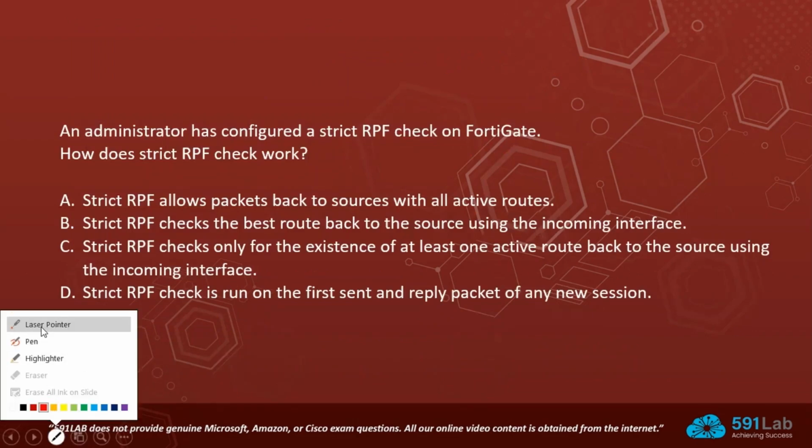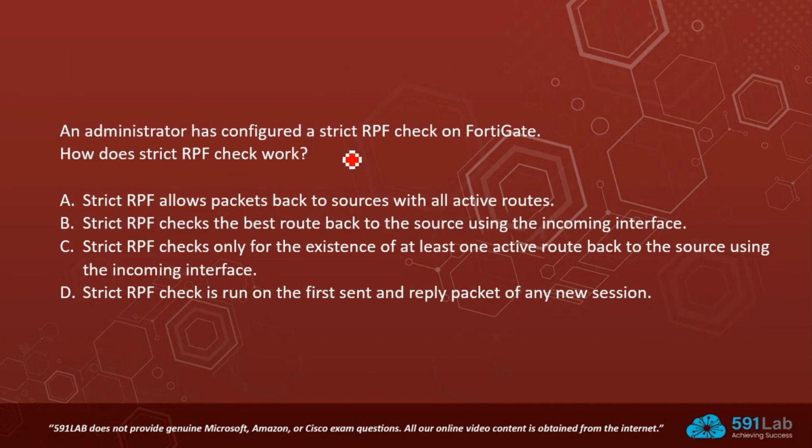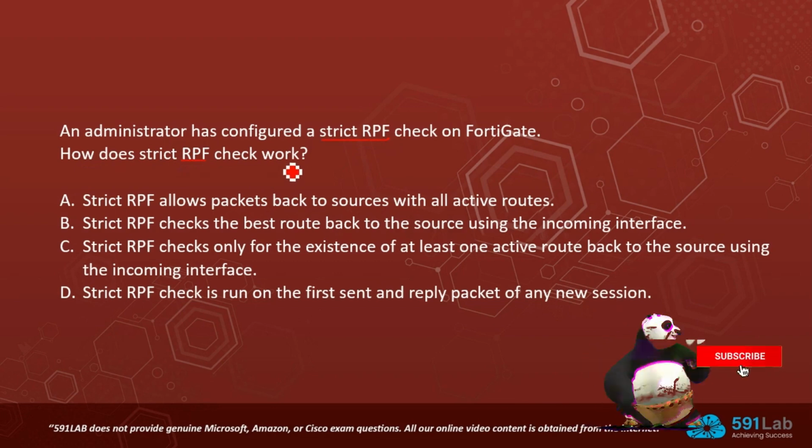Okay, let's go to question number 2. An administrator has configured strict RPF checks on FortiGate. That means strict reverse path forwarding. How does the strict reverse path forwarding check work?